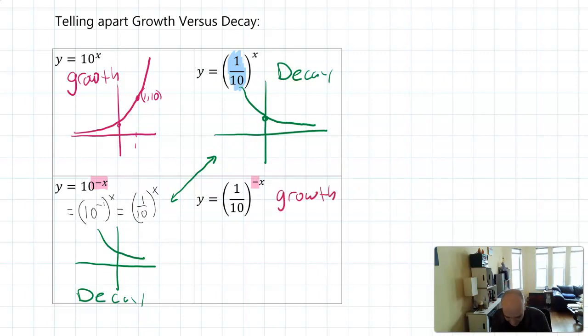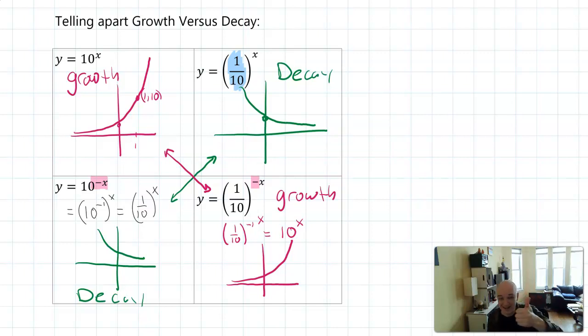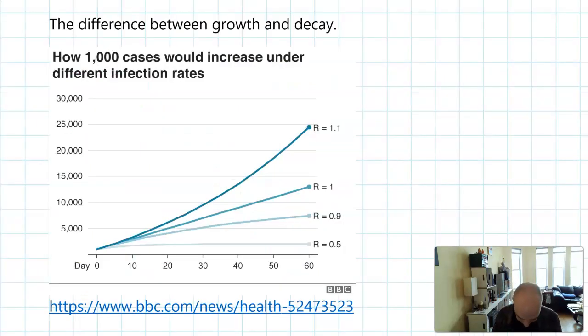Now, this doesn't happen very often unless you're in the middle of a math problem. But this is the same as 1/10 to the negative 1 to the x, which is the same as 10 to the x. So this is actually going to be the same growth as 10 to the x. So you're looking for the sign of the exponent, and do you have a fractional base? And that's how you can tell growth versus decay apart.